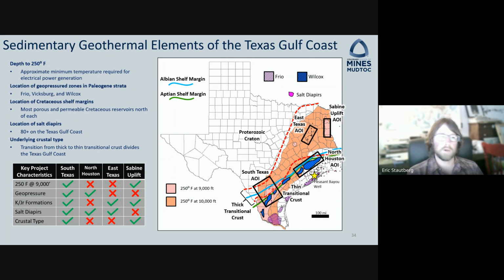these elements overlapping. It has the shallowest depth to 250 degrees Fahrenheit, as previously mapped by SMU. These geopressured zones, Cretaceous and Jurassic formations that are well above 250 degrees Fahrenheit, are porous and permeable in some places. There are multiple salt diapirs, and the area transitions between these different crustal types.